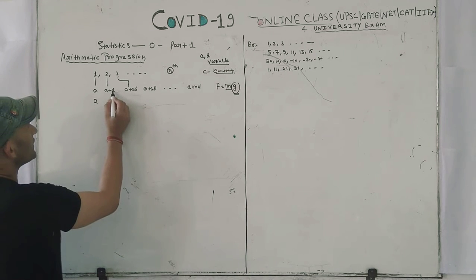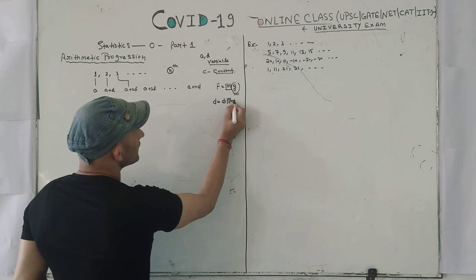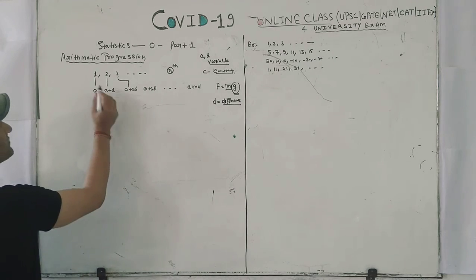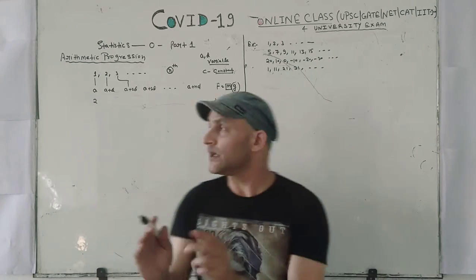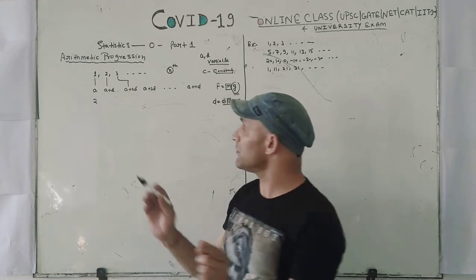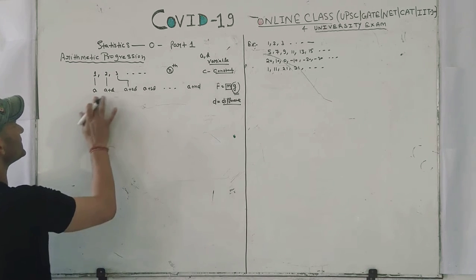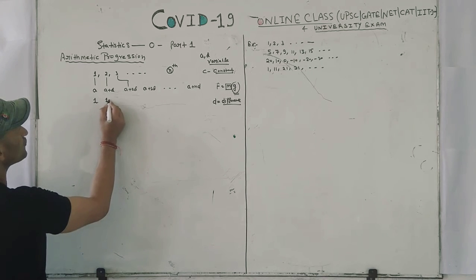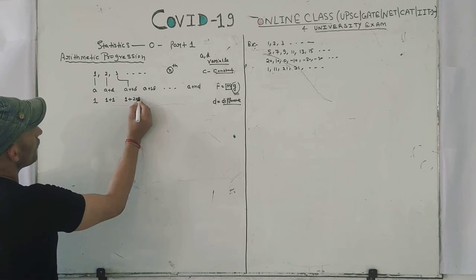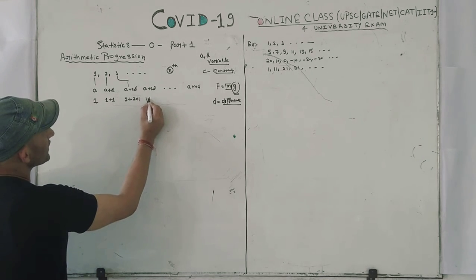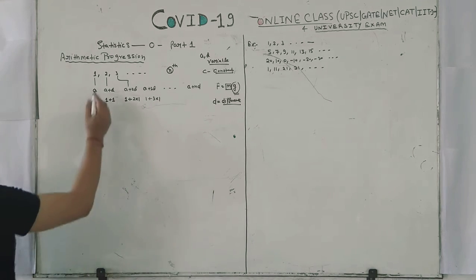Then d is the difference. The difference means whenever you have a series, if there is a difference in the series, then that is arithmetic, and we will use the arithmetic progression. The first value is 1, the second value is 1 plus 1, the third value is 1 plus 2 into 1, and after that 1 plus 3 into 1. So d is the difference.